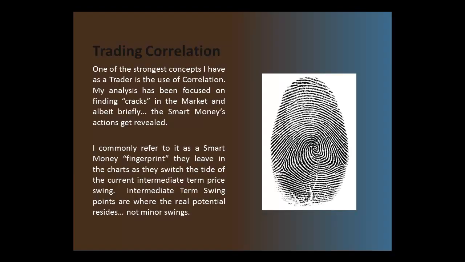My analysis has always been focused on finding the cracks in the market, albeit briefly. The smart money's actions get revealed during this time. I commonly refer to it as a smart money fingerprint. They leave it in the charts as they switch the tide of the current intermediate term price swing. Intermediate term swing points are where the real potential resides, not minor price swings.